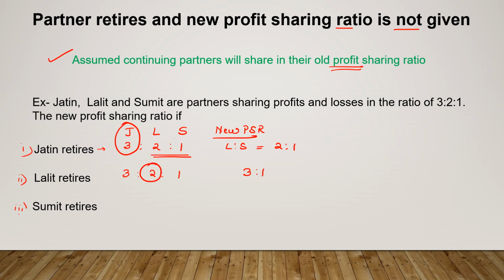If Sumit was to retire, again 3:2:1, Sumit is retiring. So between Jatin and Lalit, they are going to share in the ratio 3:2. So this is how, in a simple way, you are going to calculate the new profit sharing ratio when a partner retires and the new profit sharing ratio is not given.